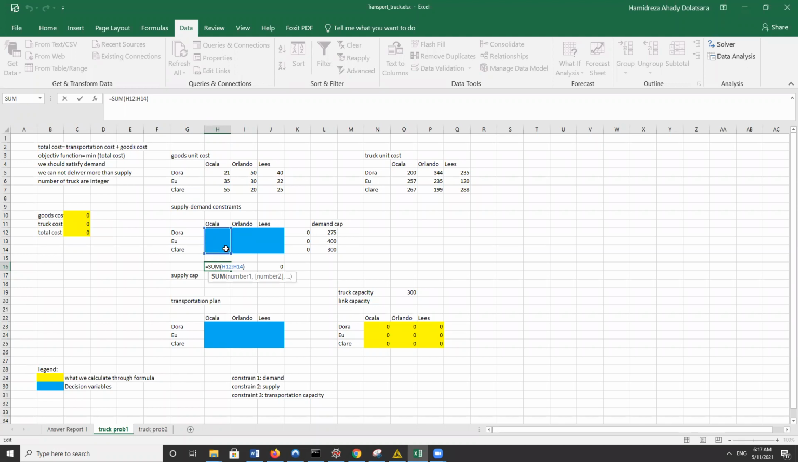So these blue cells mean how much Ocala sends product to Dora, EU, and Claire. Same for Orlando and same for Leeds. The zeros here are zero because it's just a formula, the summation of all supplies that you sent from Ocala. And we know supply shouldn't be more than the capacity of Ocala. Same for Orlando and Leeds.